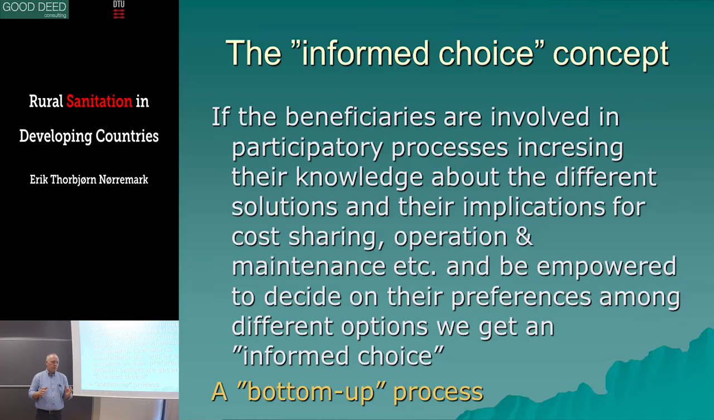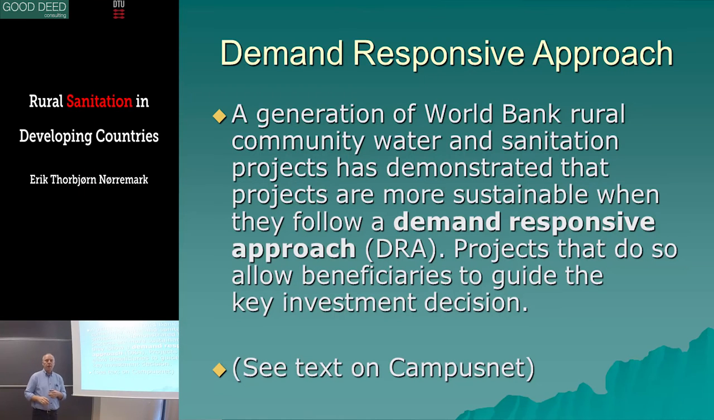The informed choice is when, in sanitation, you give people several options and you explain very well what the implications are, what the costs are, how we build this, how we maintain it, and what it costs to operate. But you give them several choices and you give them the information so they can make an informed choice. That is what we call a bottom-up process in sanitation. It's an element of a demand responsive approach, a concept developed by the World Bank. There should be a text uploaded on CampusNet.